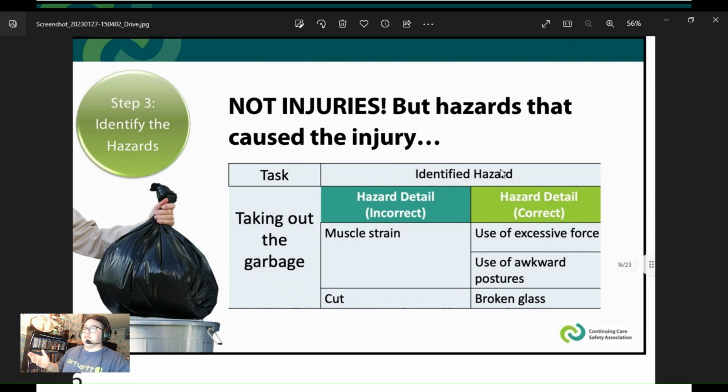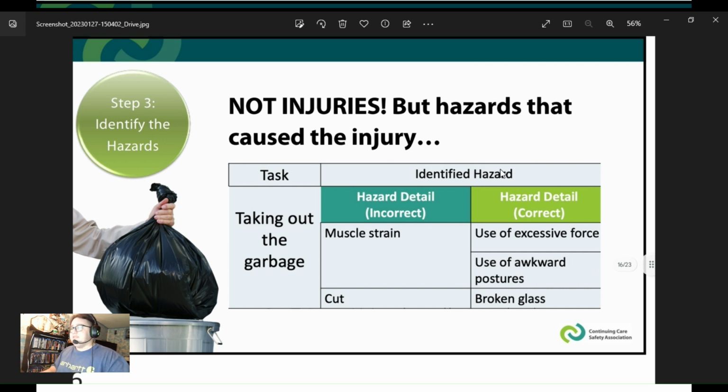So, taking a look at our slide here, we can write down taking out the garbage. We have to remember what a hazard is again. A hazard is the cause of an outcome. Muscle strain is the outcome. The use of excessive force is the cause of that. A cut is the outcome. Broken glass is the cause of that. That's how you properly identify a hazard.